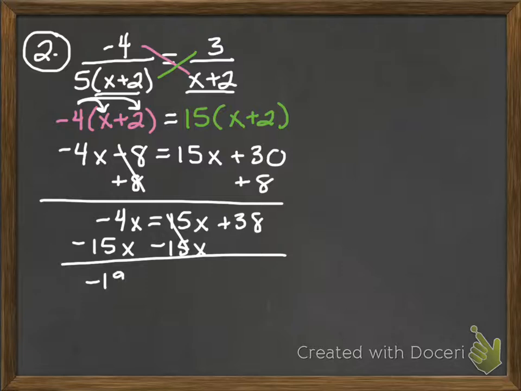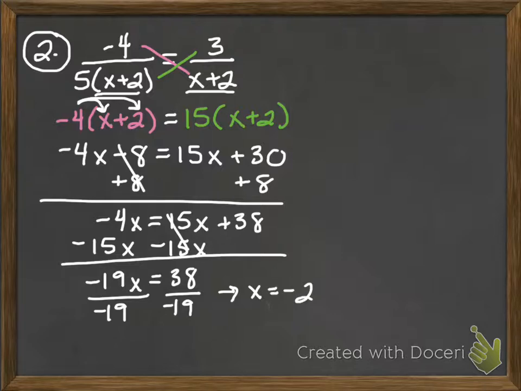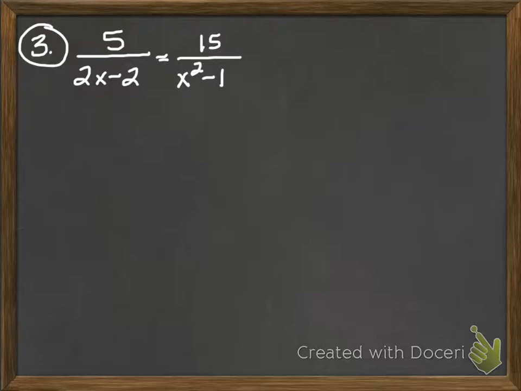And that gives me -19x equals 38. I then divide both sides by -19. And 19 is prime and will go into 38 twice, so that's going to be x equals -2. So that's problem number 2. All right, next problem. Once again, a proportion, we're going to cross multiply. And I promise, no confusion this time.